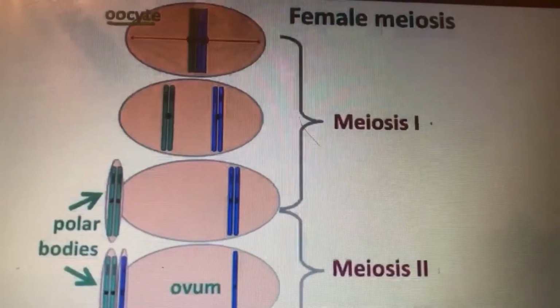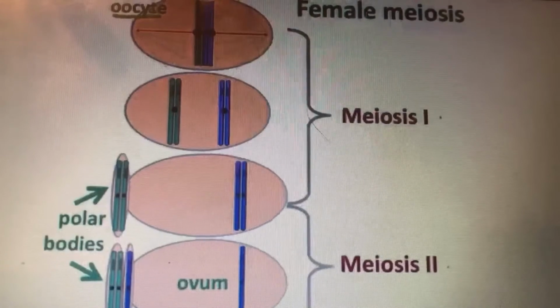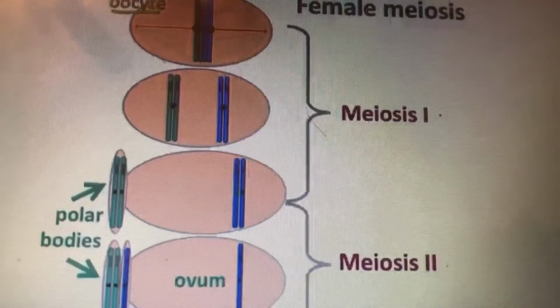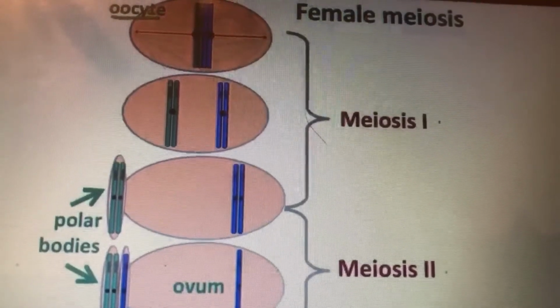Meiosis is more complicated in females. It starts sooner and ends sooner. It starts during fetal development. All of the oocytes that a female is going to produce are produced in the fetus.